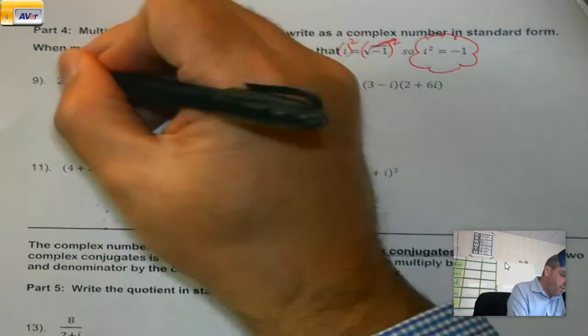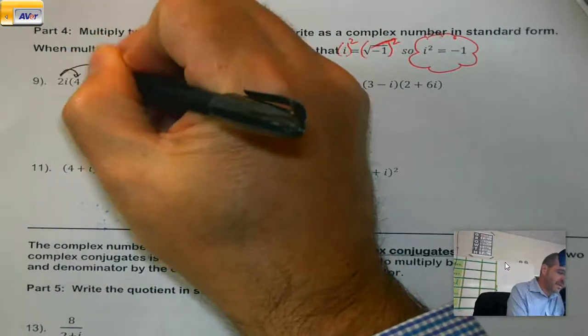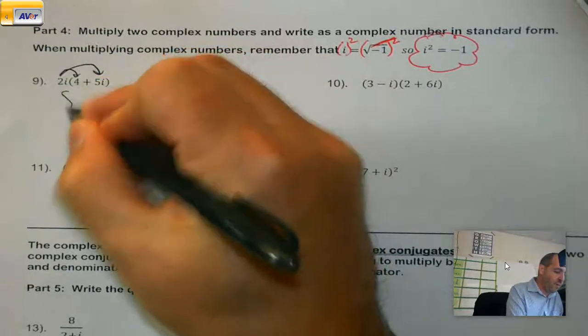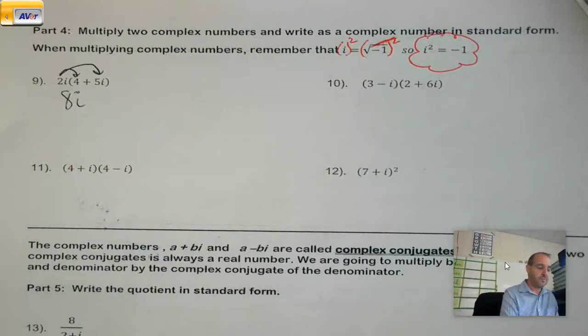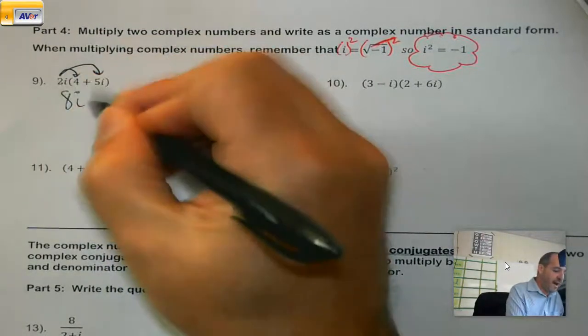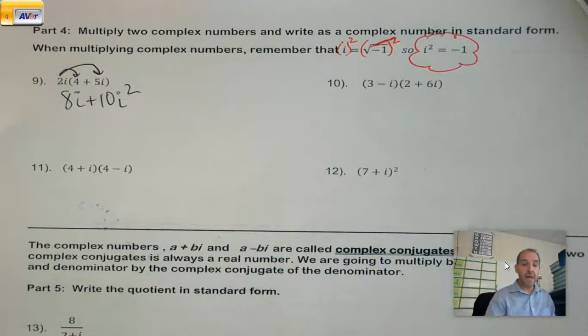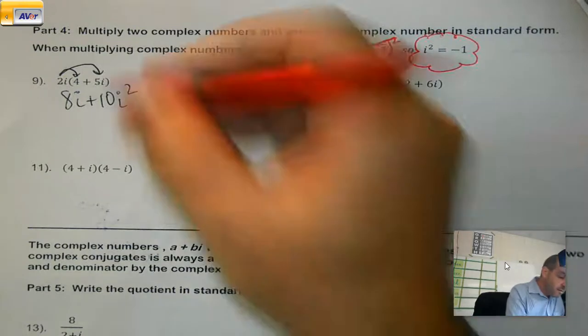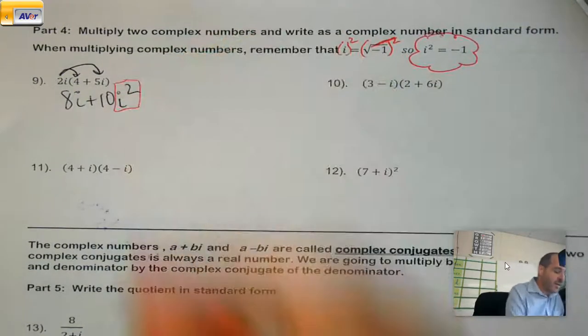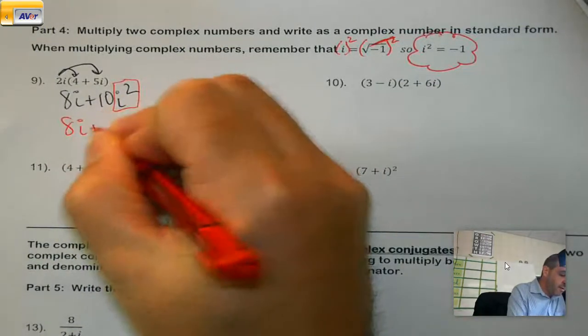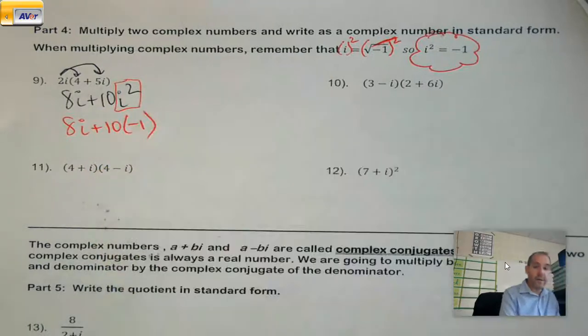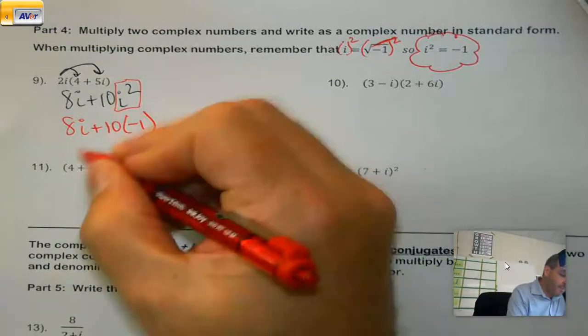So we do this just like we would if these were x's. 2i times 4 is 8i. 2i times 5i is 10i squared, but i squared equals -1. So I replace that.